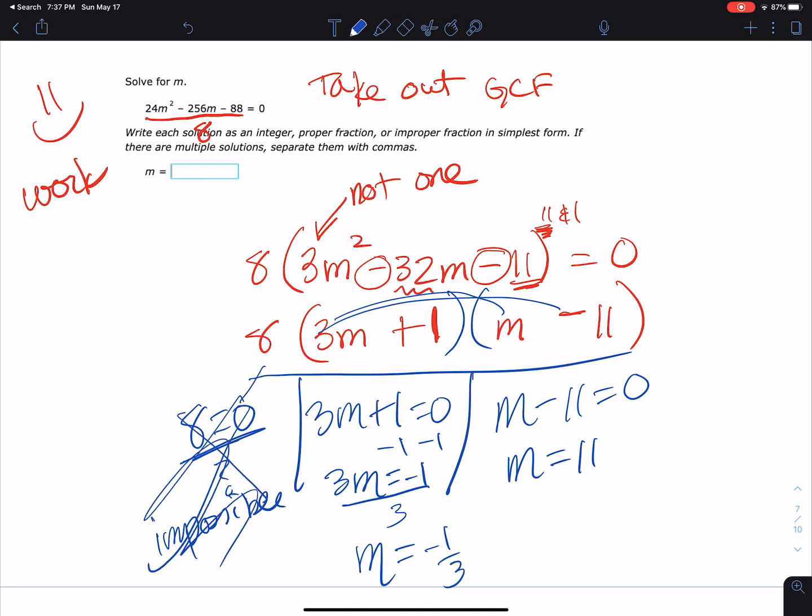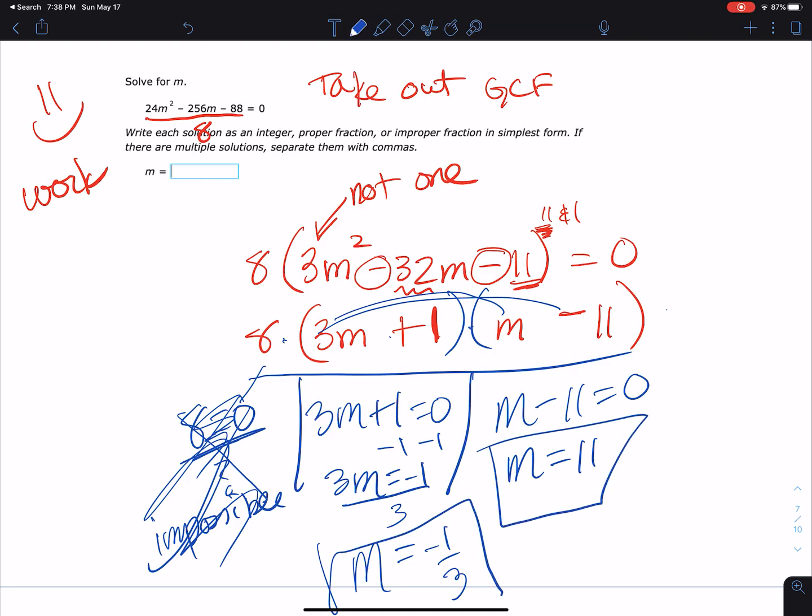I branched off because you branch off each factor. You've got 3 factors, but this one didn't work. So these are my 2 answers. M is negative 1/3. So these are my 2 answers, 11 and negative 1/3. Remember, no decimals. They want it as fractions.